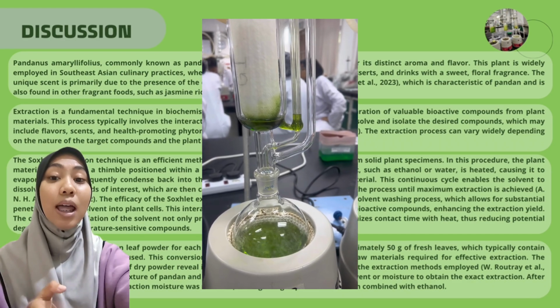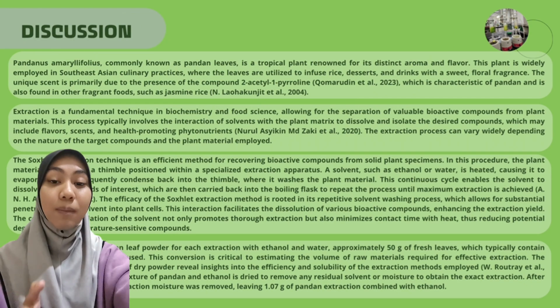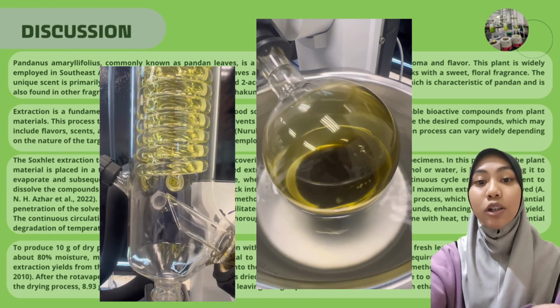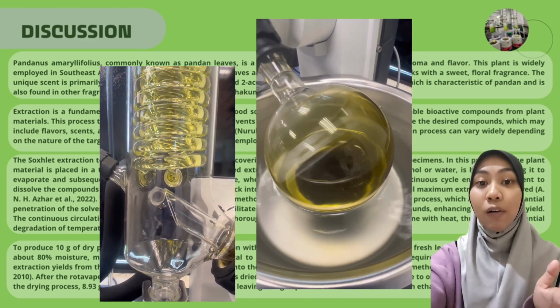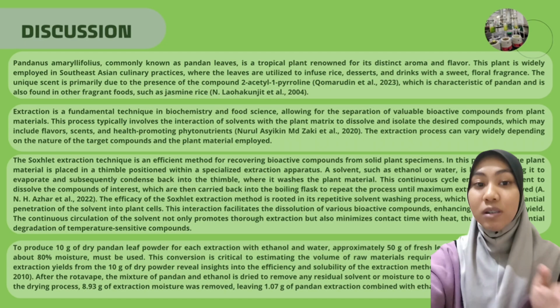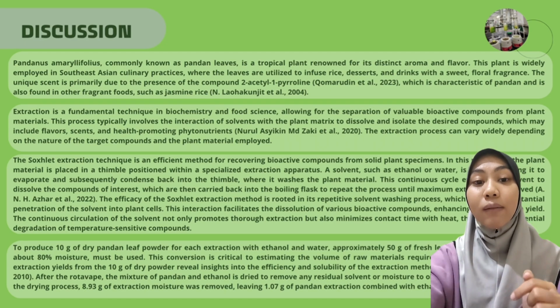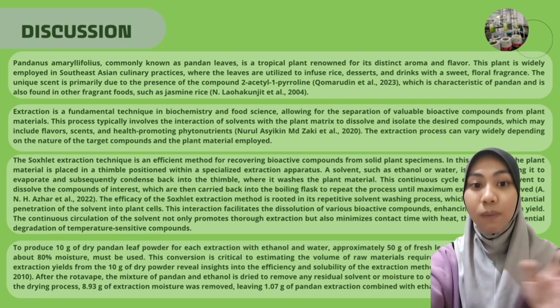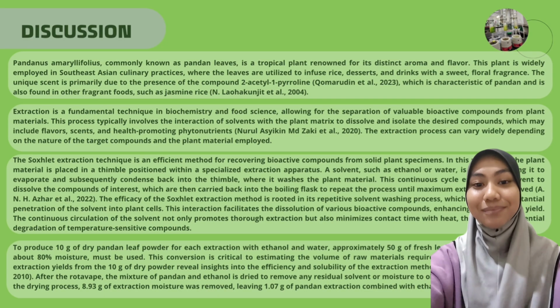The extraction yield from the 10 grams of dry powder reveals insight into the efficiency and solubility of the extraction methods employed. After the rotavap, the mixture of pandan and ethanol is dried to remove any residual solvent, and the mixture of pandan and water is also dried to remove any residual solvent or moisture to obtain the exact extraction. After the drying process, 8.93 grams of moisture was removed, leaving 1.07 grams of pandan extract combined with ethanol.